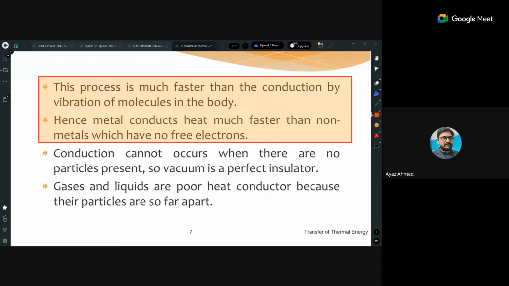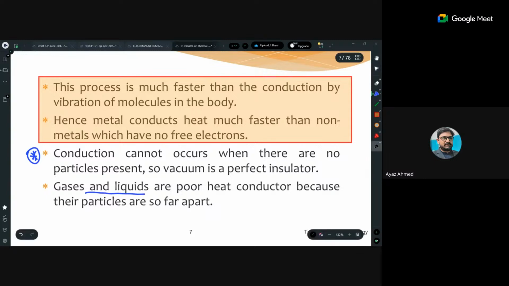These are really important points for you: conduction cannot take place in a vacuum, that is, when there are no particles. That's why the vacuum is a pure insulator. You cannot conduct through vacuum. I said the word conduct, nothing else. So through vacuum we cannot perform conduction. Liquids and gases are also very poor conductors.